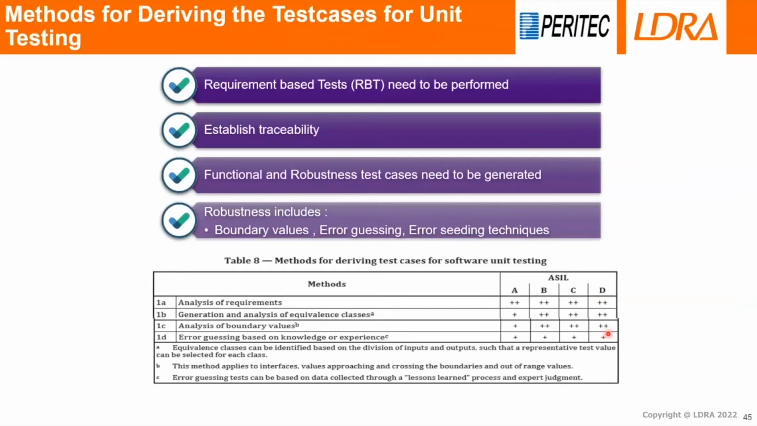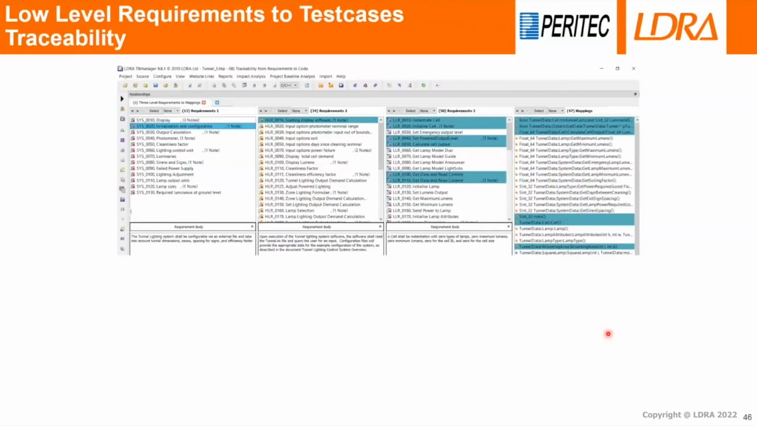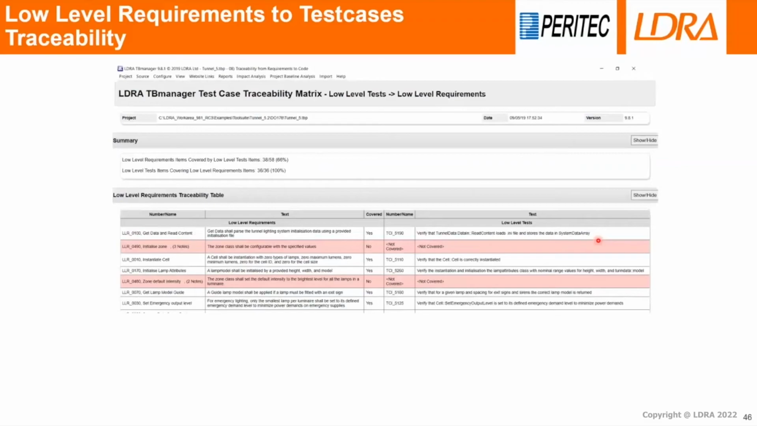And also the tool provides you the details of test case generation. So the methods are given in Table 8, where you can see the requirement-based test case generation needs to be done. So here is a screenshot of how the requirements are linked from system level to high level to low level. And it is also mapped to the functions in the tool suite. And the tool can provide you the traceability report, where you can see the low level requirements, how many are covered. You can see at least one test case is there for every requirement, and some of the requirements do not have any test case. That means you need to create an additional test case.